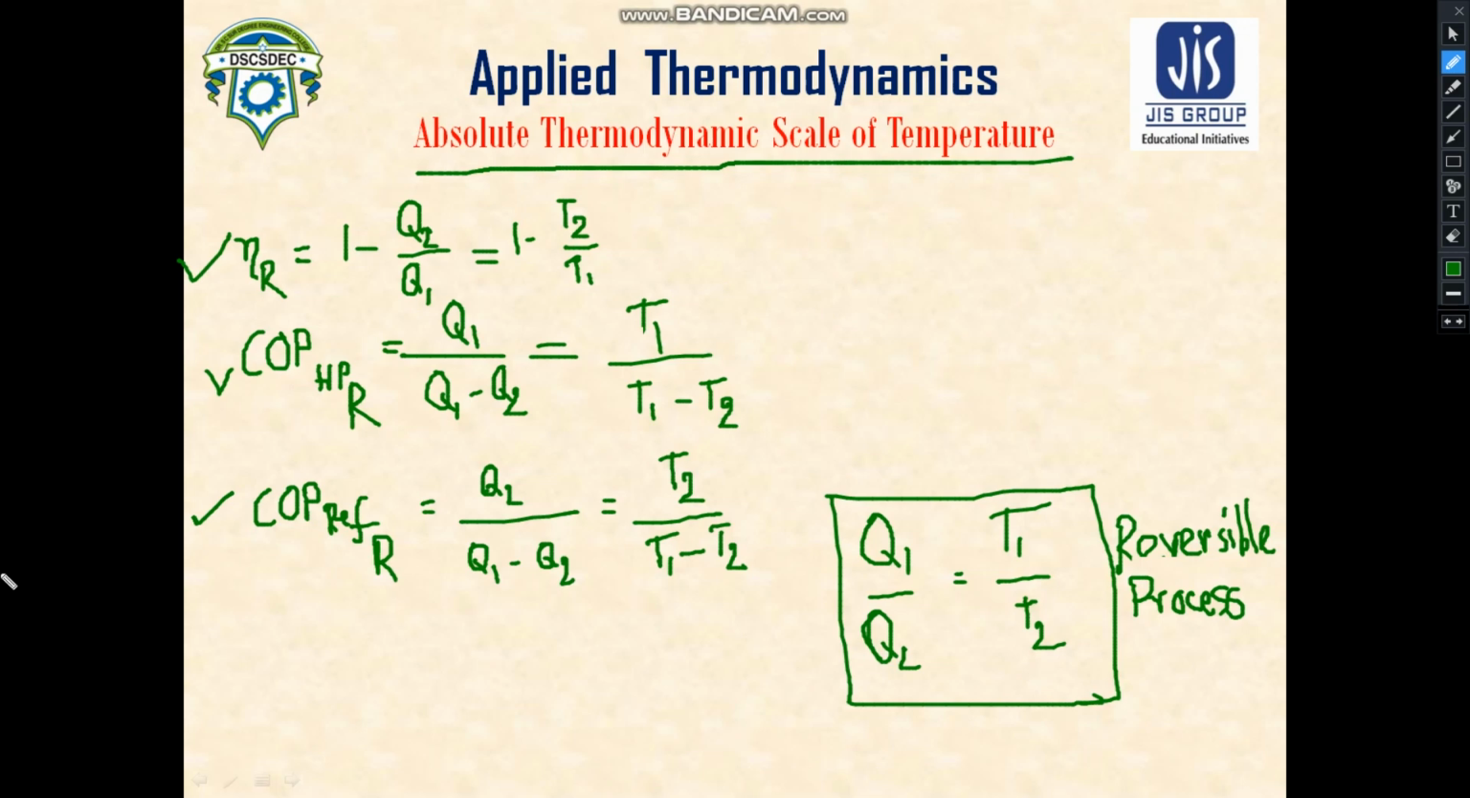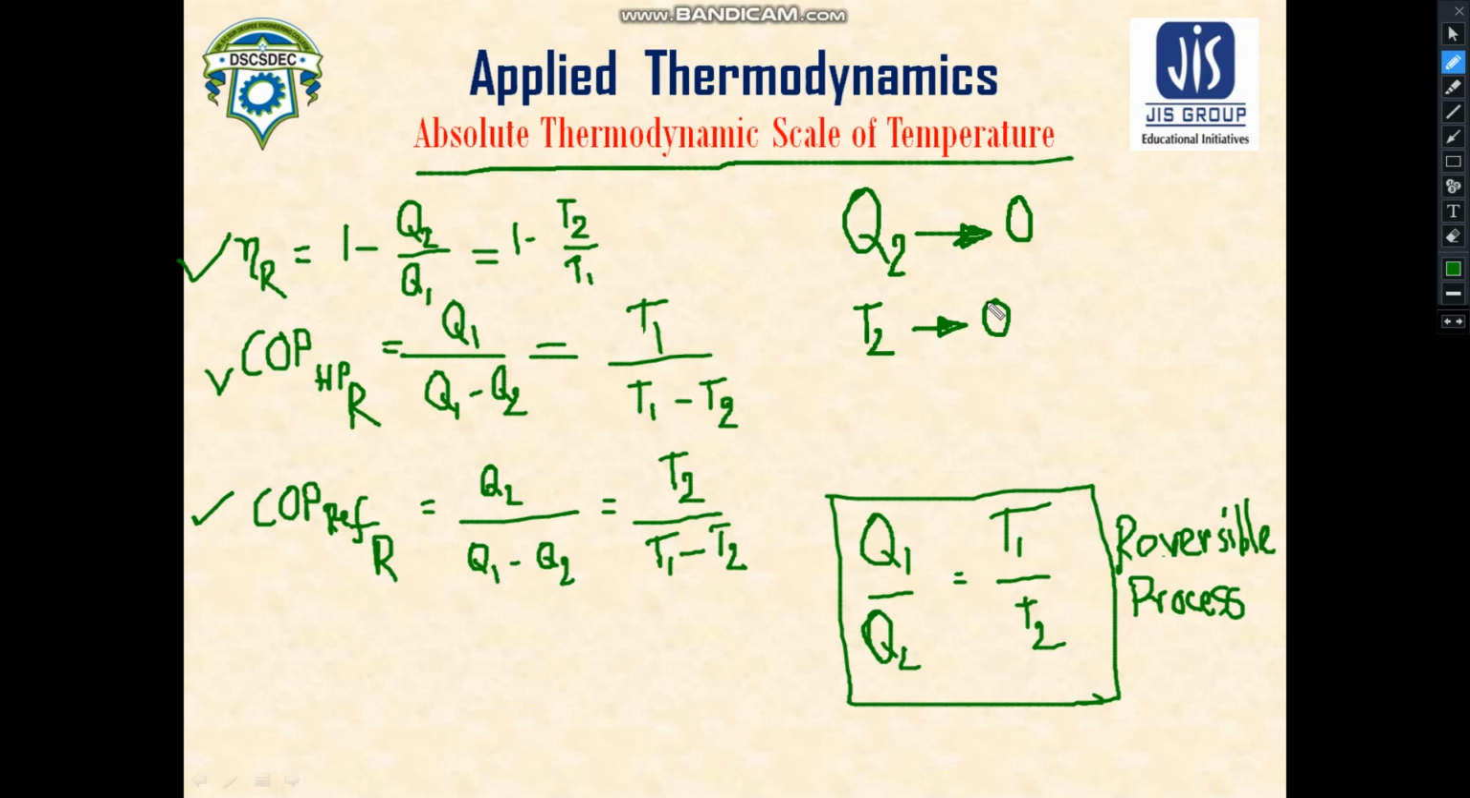Now suppose in a certain case, this Q2 becomes 0. If this Q2 becomes 0, then this T2 would obviously be 0. That means we can say when the heat rejected, this is our heat rejected here, let us not take it perfectly as 0. Let us assume that it is tending towards 0, or we can say this heat rejected is approaching 0. Then we can say this T2 would also approach 0.